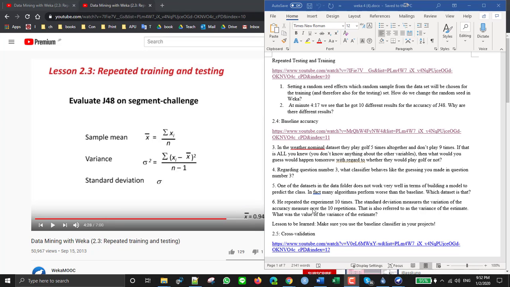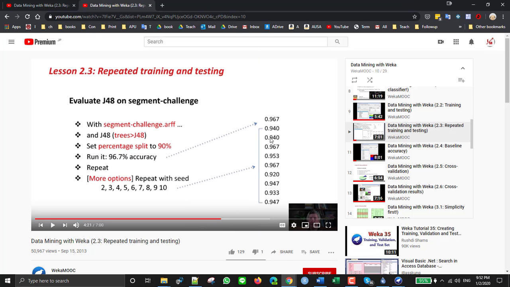Okay, the next question actually was a mistake, should go in this video. And it says he repeated the experiment 10 times, and standard deviation. So we just said earlier that if you look here, he repeated it 10 times, and we can calculate the mean of this, and that's a good way to estimate the accuracy of the algorithm.